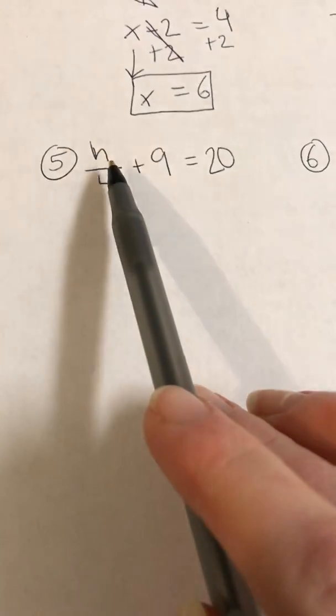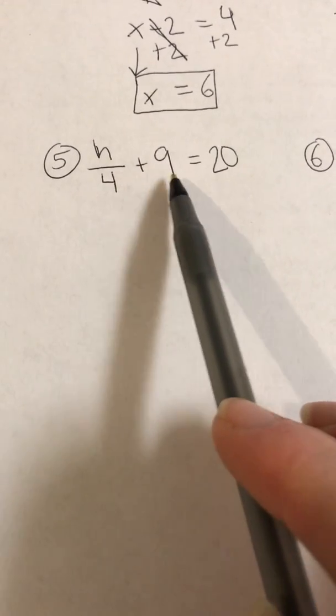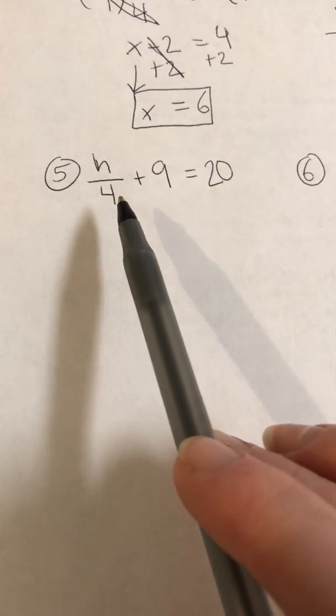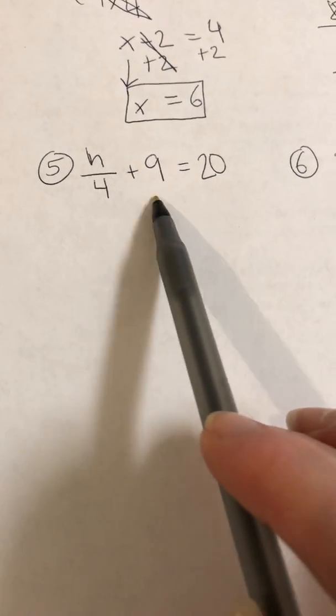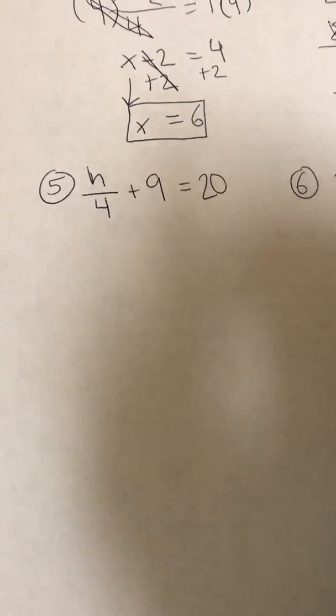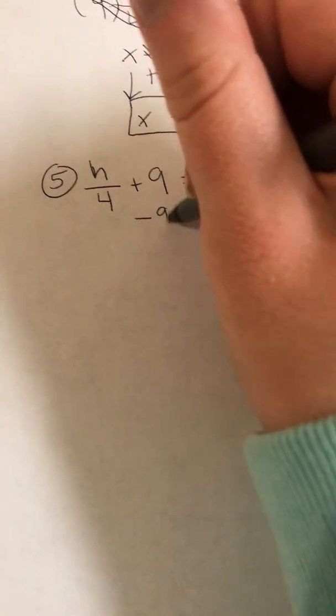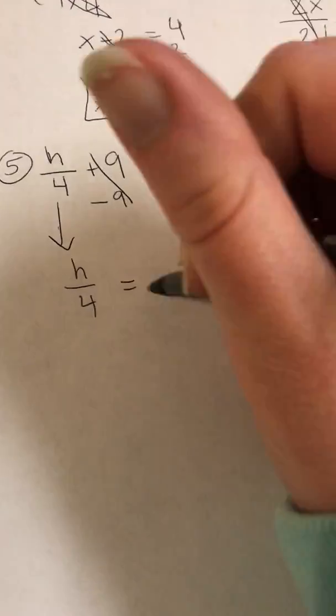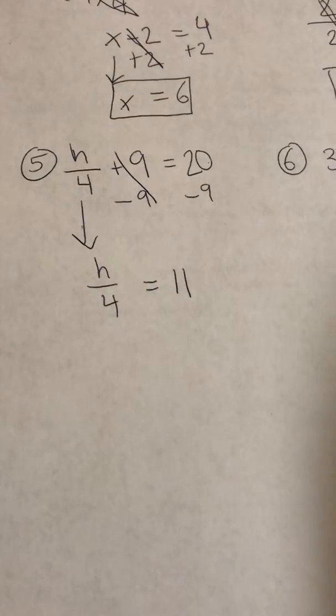Number 5. H over 4 plus 9 equals 20. So on this one, let's get this plus 9 out of the way. So to take the plus 9 out, we got a minus 9 on both sides. Bring down this, we have our h over 4 still equals 20 minus 9 is going to give us 11.